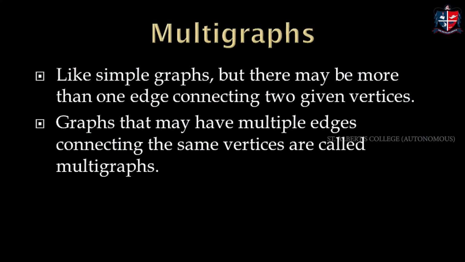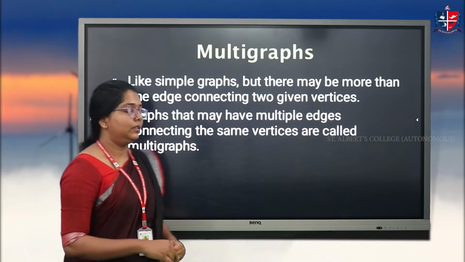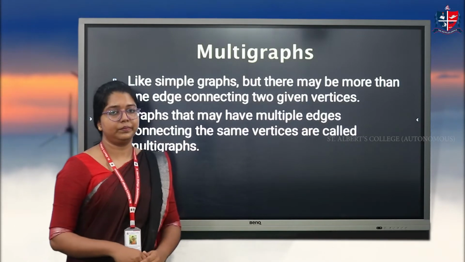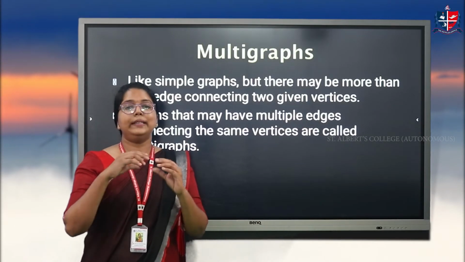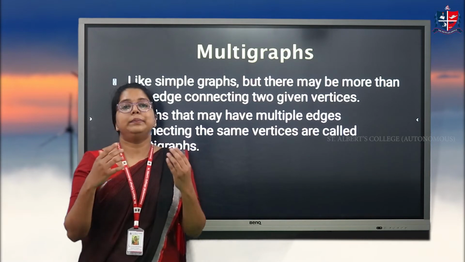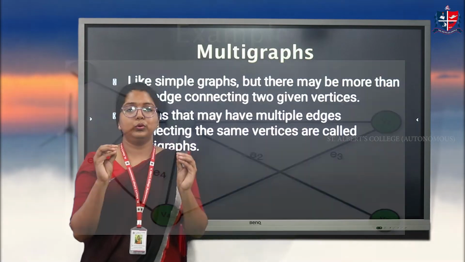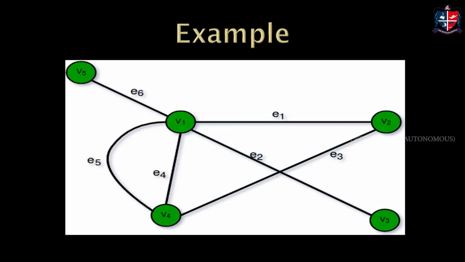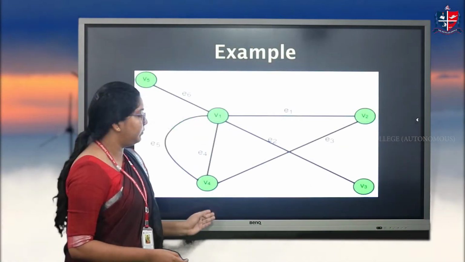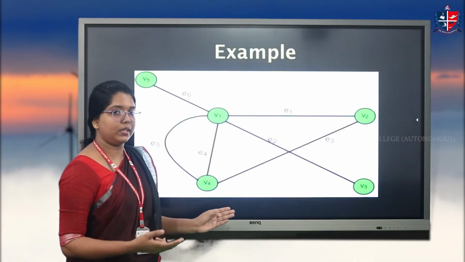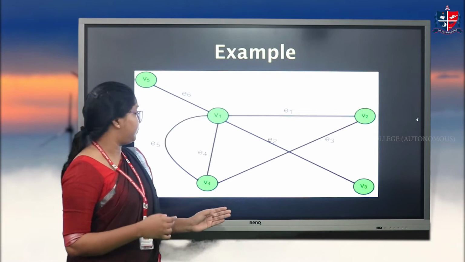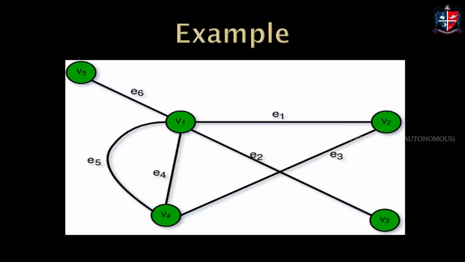In this session, we will see different types of graphs, which are some basic graphs. The first one is the multigraph. As the name suggests, a multigraph means there are multiple edges connecting the same two vertices. As you can see in this example, we take the vertices V1 and V4. There are two edges connecting V1 and V4. They are E4 and E5.